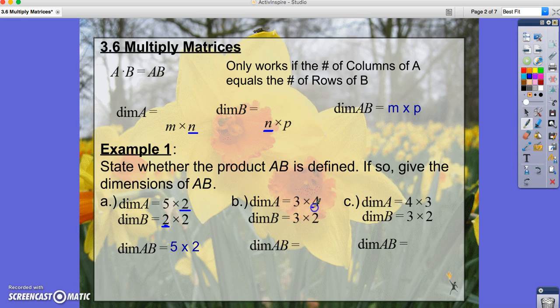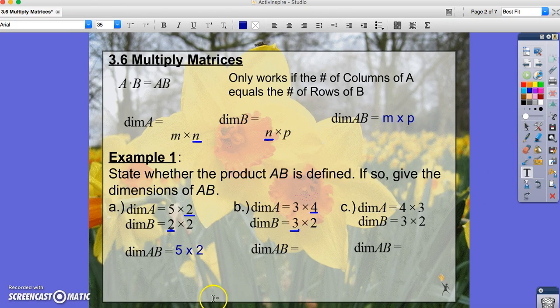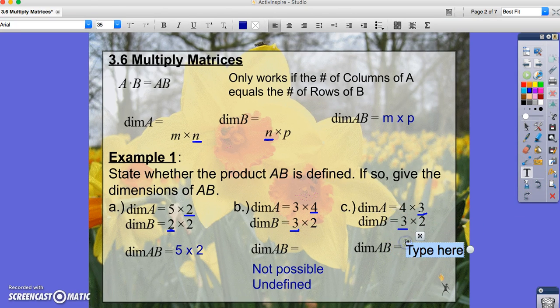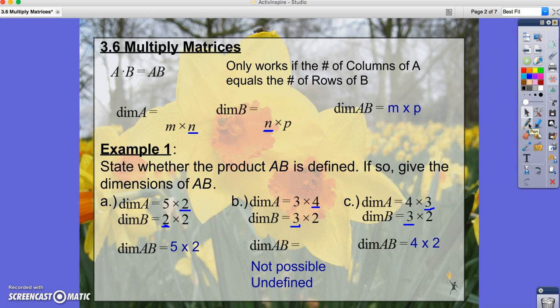All right, so I have a 3 by 4, so underline the 4. Then a 3 by 2. Do you see how 4 and 3 do not match up? So this one is not possible, or undefined. Can't actually multiply them. Let's try the last one here. We have a 4 by 3, 3 by 2. These numbers are exactly the same. So yes, it's defined. It's going to be a what? A 4 by 2. So that's once again how we determine whether or not you can multiply. And honestly, every multiplication problem I do, I first look at the dimensions to double check that before I go any further.